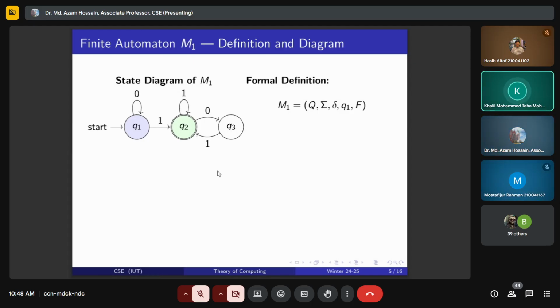Sir, the string should end with 1. The string that ends with 1. Exactly correct. Very easy, right?